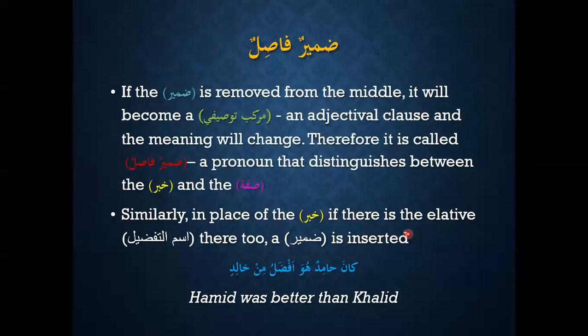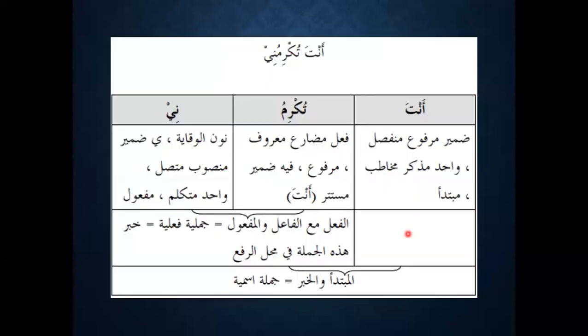Okay. كان حامد هو أفضل من خالد. So حامد أفضل من خالد. If you say حامد أفضل من خالد, he is better than Khalid. Saying Khalid هو أفضل, it beautifies it and it's better to do like this. Okay, finally.